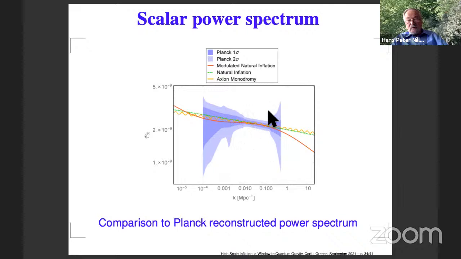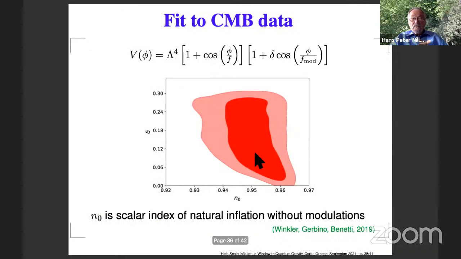You see that the microwave background is in a certain way very good for a certain range of the multipoles. For low multipoles you have, of course, the cosmic variance, and for large multipoles you do not yet have the precision in the data. So in fact, this modulated natural inflation is allowed. And you might now actually try to make a fit to the CMB data. So the potential which these people take here, Winkler, Giarè, and Benetti, is that they take the cosine potential and they modulate it, let's say, with the first instanton.